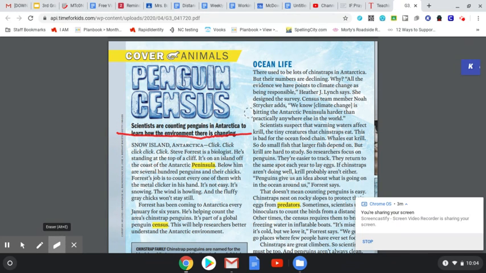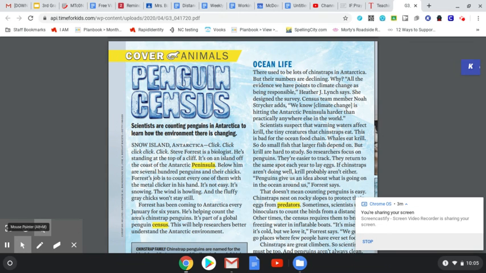Okay, so we need to make sure that we pay attention to this next really important text feature. We have this vocabulary word highlighted. So that tells us that that's an important word, and that's one of our vocabulary words.